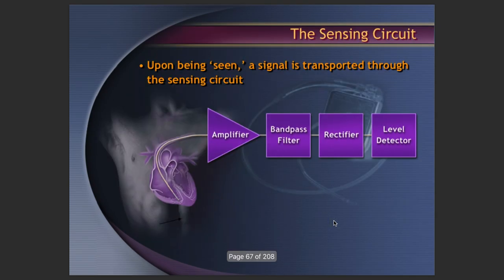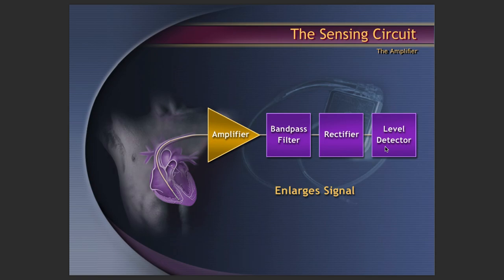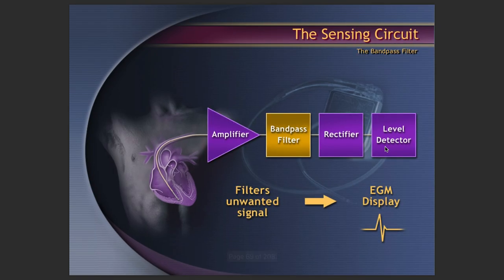Now coming to the sensing circuit. What is happening here? Upon being seen, a signal is transported through the sensing circuit. From the amplifier, it goes to the bandpass filter, through the rectifier, and finally through the level detector. The role of the amplifier is to enlarge the signals, and the bandpass filter is the one which filters the unwanted signal.